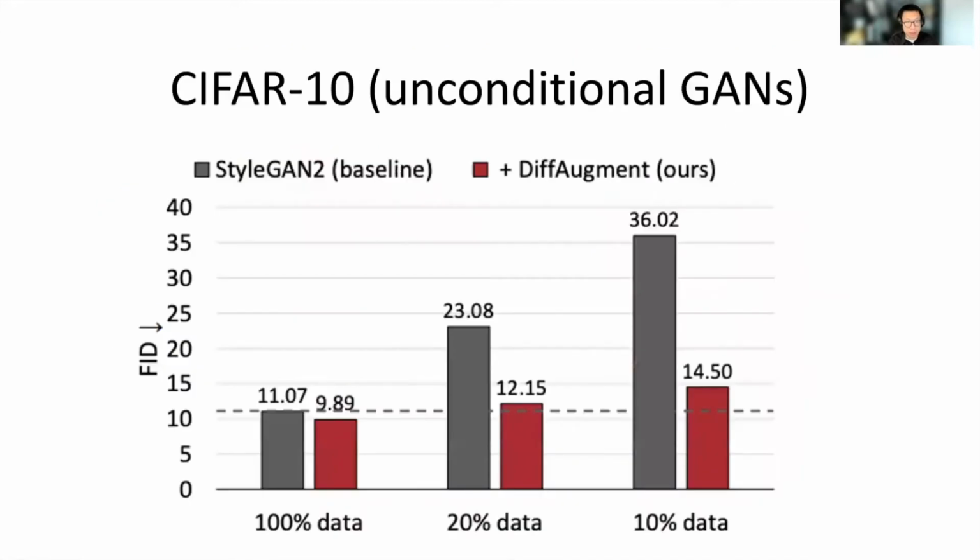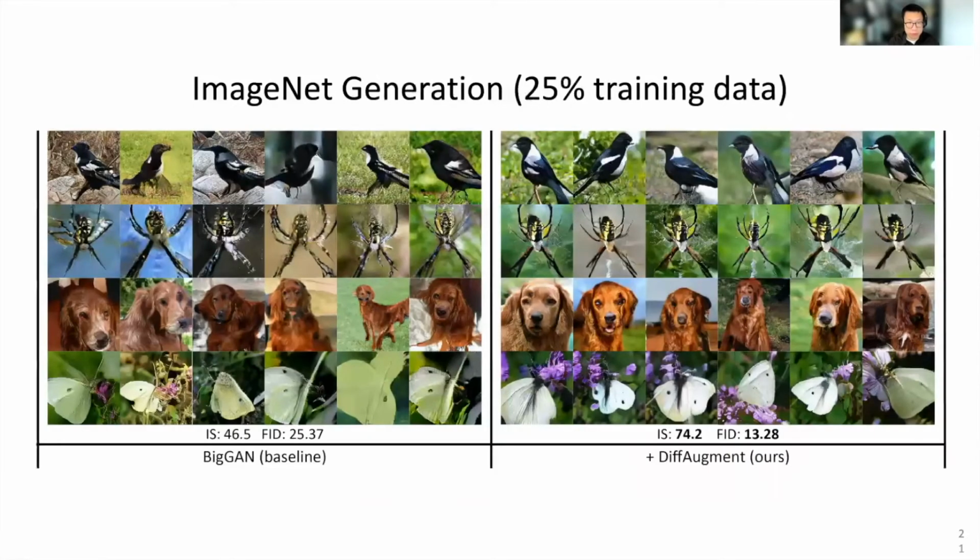So using this method, we can achieve pretty nice results. The gray bar is the StyleGAN2 baseline, and the red bar is with differentiable augmentation. It helps a lot if you have only 10% of data, and it makes the performance degrade much more slowly compared to the baseline. And we also show some results on applying this differentiable augmentation to the BigGAN model. So you can apply it to any kind of model. You can reduce the FID by half with 25% training data. And here are some samples. Okay.